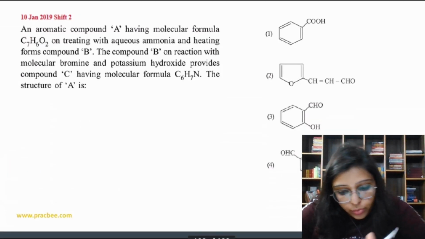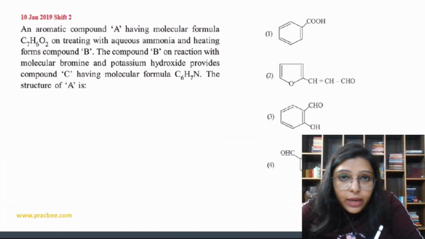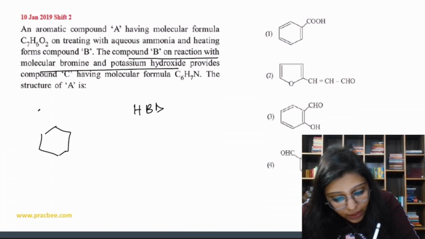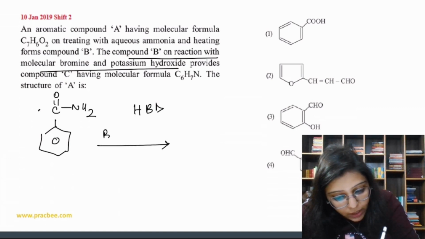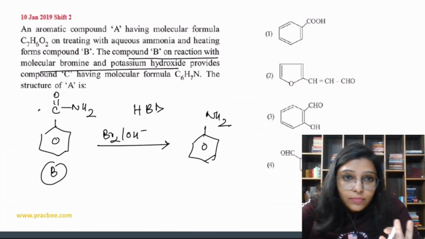An aromatic compound A having molecular formula C7H6O2, on treating with aqueous ammonia and heating, forms compound B. The compound B on reaction with molecular bromine and KOH provides compound C. Find the structure of A. If you see B on reaction with molecular bromine and KOH, this is Hoffmann bromamide degradation. So it means we should be having C double bond O NH2. And on reaction with Br2 and OH minus, we get C6H5 NH2, right?